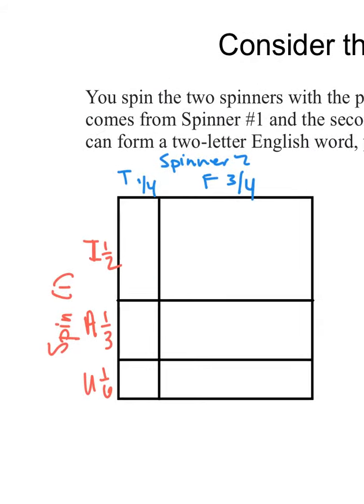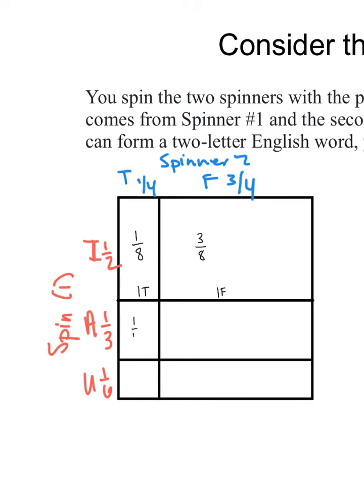I'm going to go ahead and multiply my two probabilities. A half times a fourth is an eighth, and that would give me the letters I and T making a word. I'm going to multiply a half times 3/4 to get 3/8, and that would give me the letters I and F. I like to write them in the middle, what I'm going to get. It kind of helps me keep track of things.